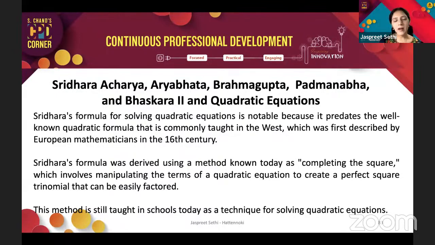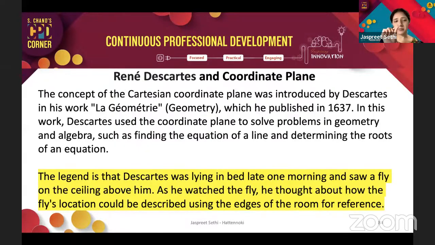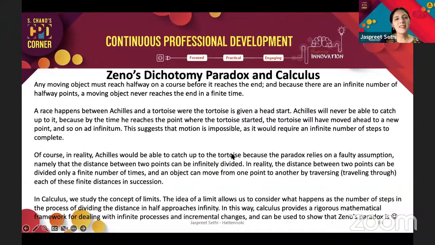All right, perfect. I just wanted to tell this very sweet, short and sweet story about Rene Descartes and the coordinate plane. The story goes that Descartes, this French mathematician, was once lying in his bed and saw a fly on the ceiling above him. As he watched the fly, he thought about how the fly's location could be described using the edges of the room for reference. This is our starting point sometimes when I'm starting the coordinate plane, and the Cartesian coordinate plane is a segue for anything that we do as high as calculus in high school.